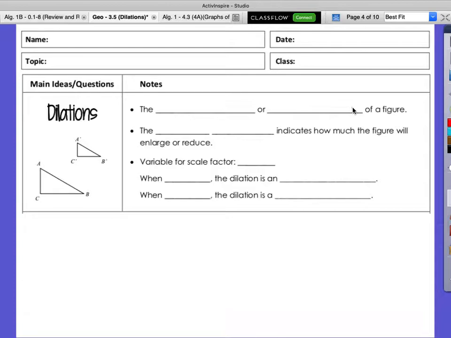Anyway, geometry. SWBA, what's SWBA stand for? Students will be able to. The T is silent, okay? And Mason, what are we going to be able to do? Make a dilation on a diagram. Yeah, make dilations on a graph in section 3.5, okay?